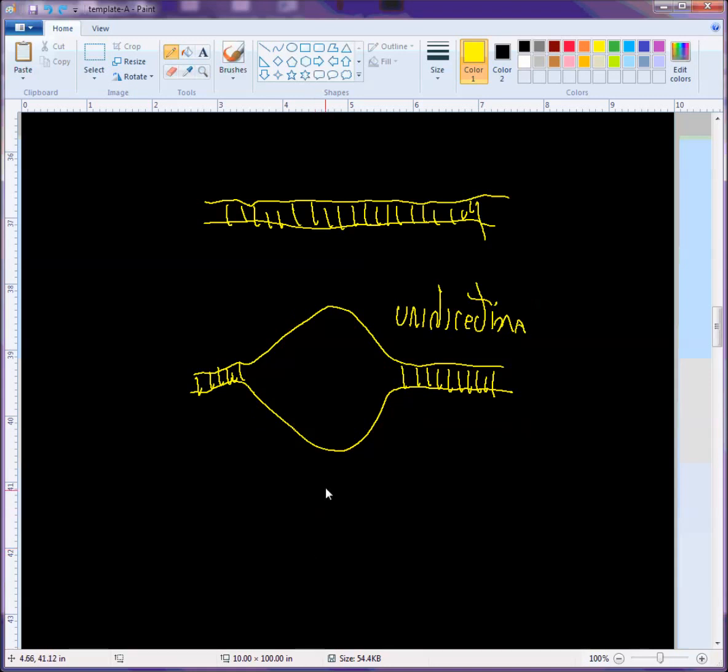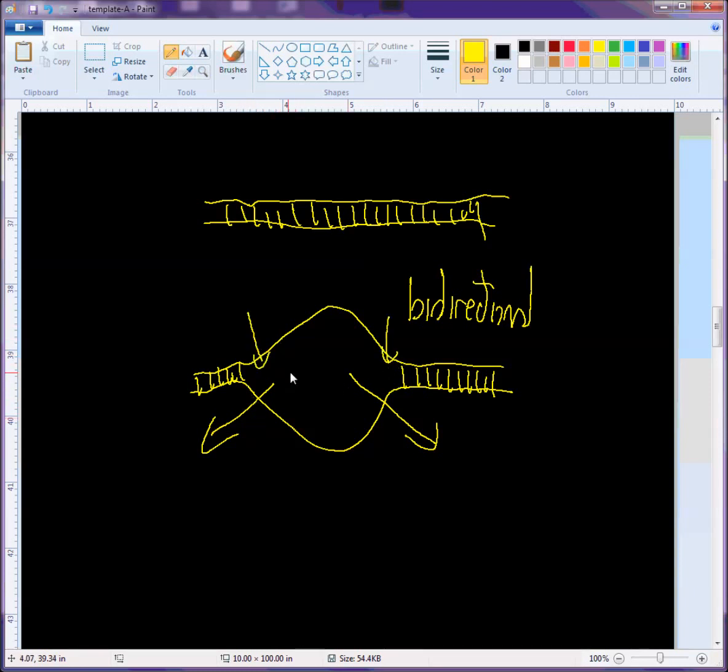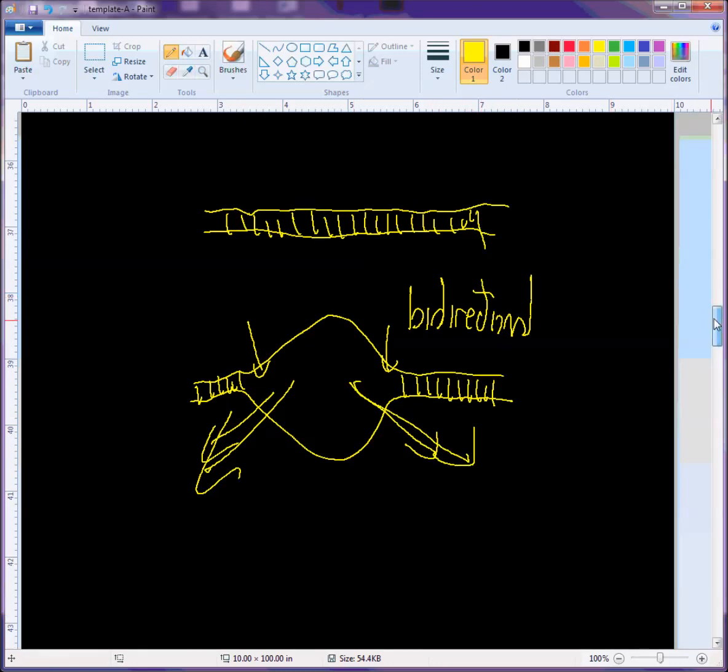Now if DNA is replicated in both directions, if it's bidirectional, DNA will be replicated that way and this way. So we'll have two polymerases associated with this replication bubble, and two forks, one fork over here, one fork over here, and DNA replication will go this way and that way in two directions. So that's pretty easy.